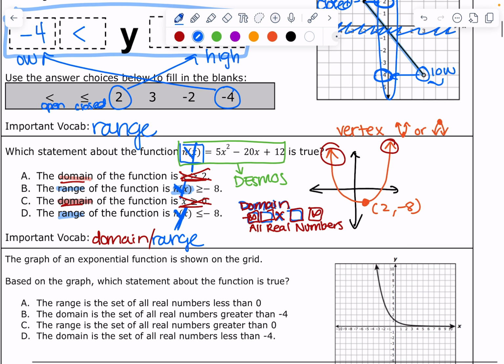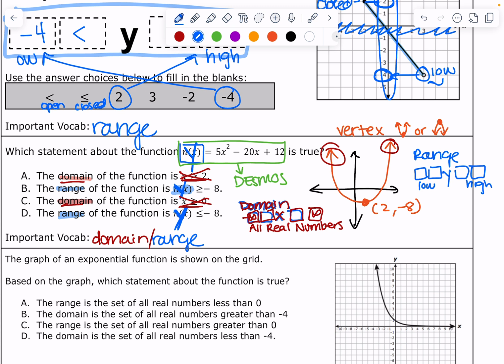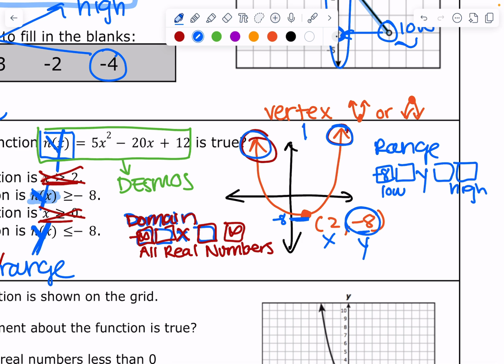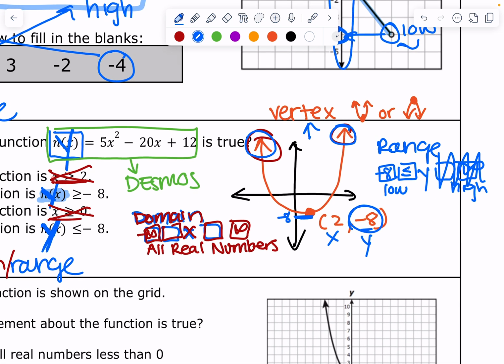Now, let's look at range. Range is box, y, box. Low to high. My low y is going to be -8. This is why I needed my vertex. You have x and you have y. -8 right here. Now, if I look at my arrows, it's pointing up, meaning infinity right here. This side goes away. This is a solid point, so that would be my answer.